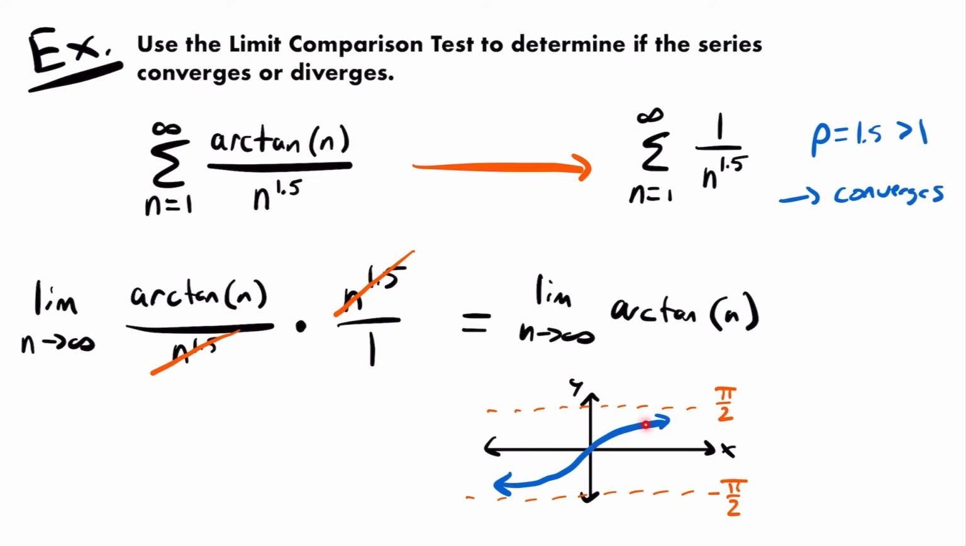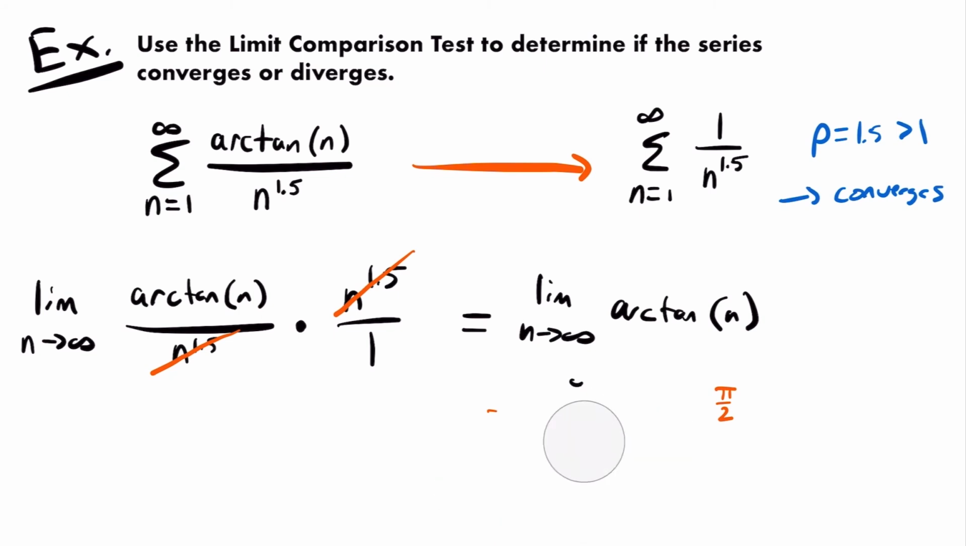And so as x approaches infinity, or in this case, n approaches infinity, but for the sake of this graph, assume that n and x are the same thing. As x approaches infinity, we are getting closer and closer to that y value of pi divided by 2, and so we can conclude that the limit as n approaches infinity of arctangent is pi divided by 2. If we were looking at the limit as n approaches negative infinity, then we would be going to negative pi divided by 2. But since we're approaching positive infinity, we're looking at positive pi divided by 2. So this limit will be equal to pi divided by 2.